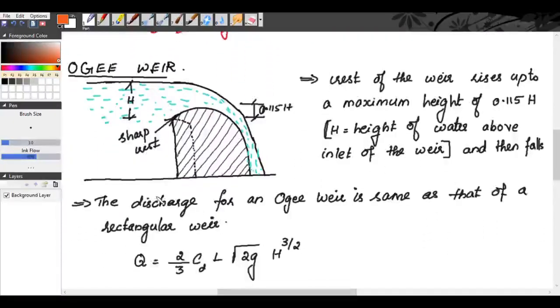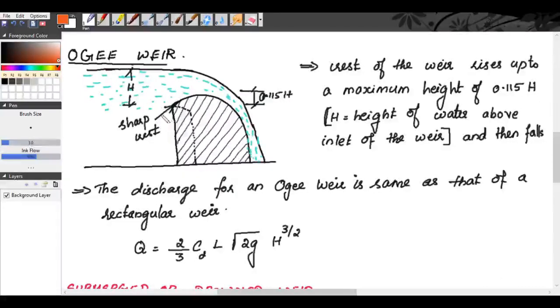Now, the next type of weir is the ogee weir. This is a sharp crested weir. You can see here a sharp crest. This type of weir is called ogee weir. This head is called H, and the crest of the weir rises up to a maximum of 0.115 H above it. So, the water level above the weir is H. The crest rises for a height of 0.115 times H, and then it falls. Rises and then falls. That type of weir is called ogee weir.